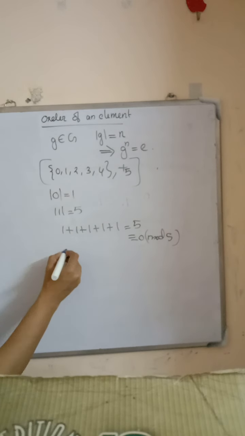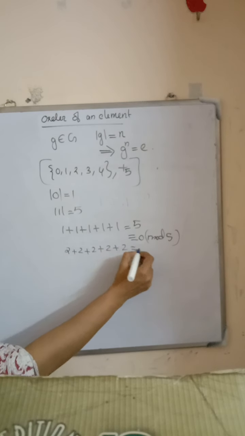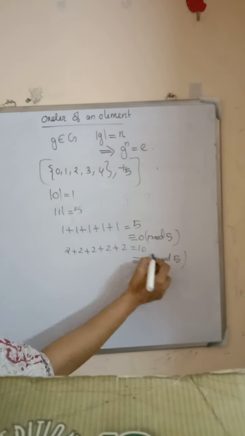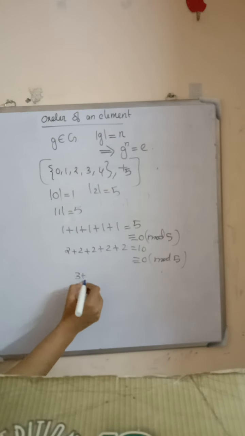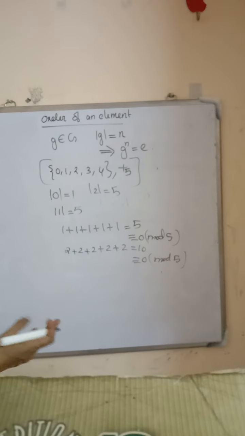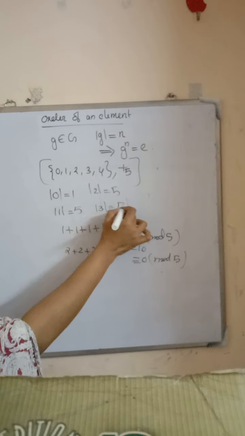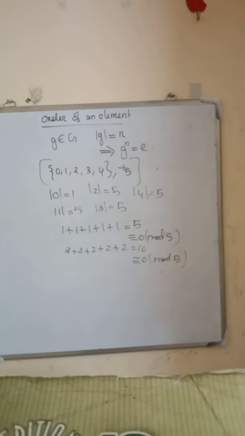What is order of 2? If we add 2 five times, we get 10. 10 is also congruent to 0 modulo 5. So 2 has order 5. What is order of 3? If we add 3 five times, we get 15. 15 is also congruent to 0 modulo 5. So it's also 5. And the order of 4 is also 5 because if we add 4 five times, we get the identity element 0.